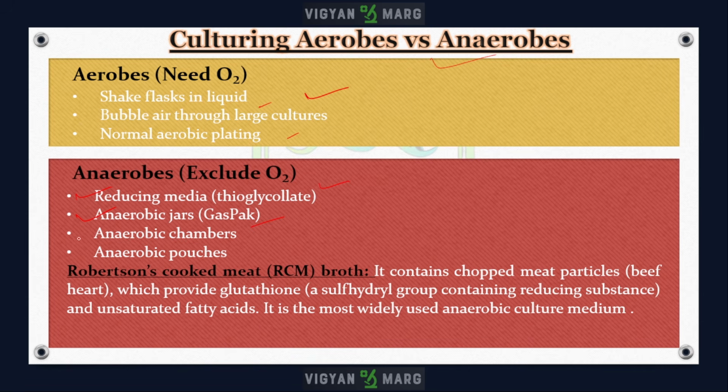There are also anaerobic chambers, which provide a large enclosed oxygen free workplace where multiple plates and tubes can be handled without exposure to air. Another option is anaerobic pouches, which allow individual plates to be incubated anaerobically using chemical sachets that absorb oxygen. Additionally, another medium is Robertson cooked meat broth. It contains chopped meat particles, beef or heart, which provide glutathione, a sulfhydryl group containing reducing substance, and unsaturated fatty acids. It is the most widely used anaerobic culture medium.